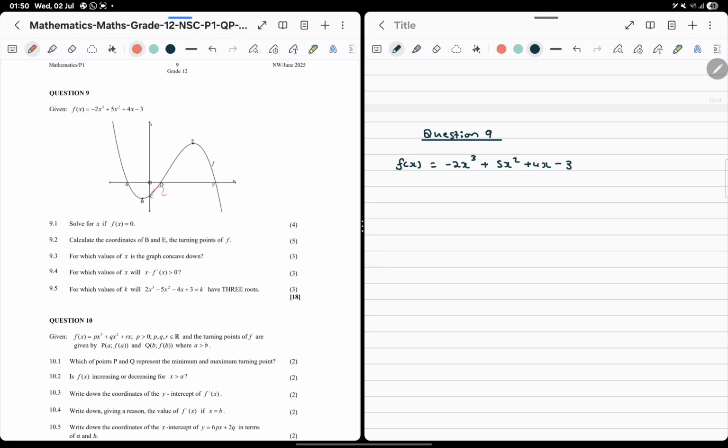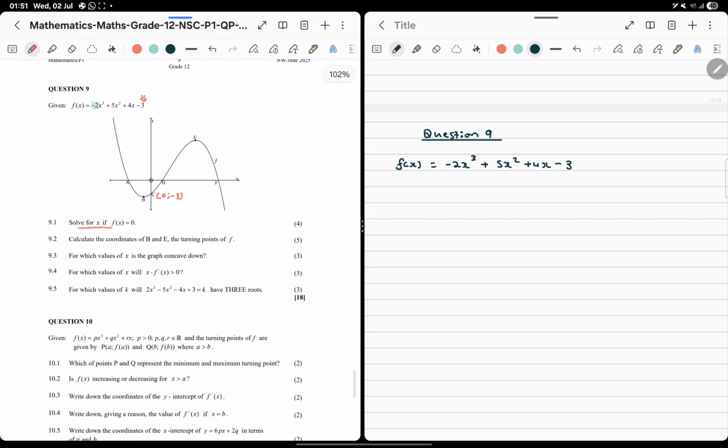Now looking at our sketch, we already know the coordinates of C are 0 and minus 3, right? The constant. These should come easy. And of course the shape, because the coefficient of the highest power, which is x cubed, is negative. So the graph has the shape that we expect. Okay, nice and easy. So this says solve for x if f of x is equal to 0. So this is just a call to solve for the x-intercepts.